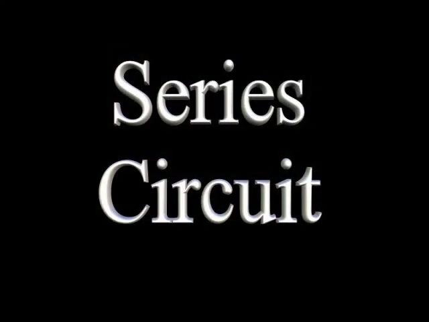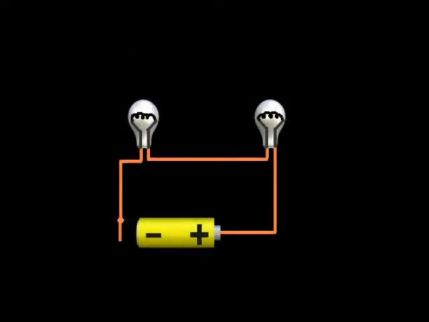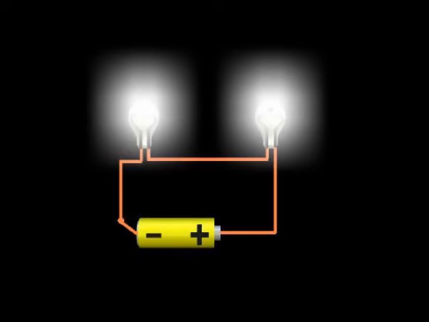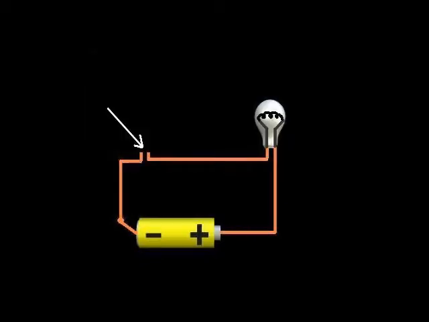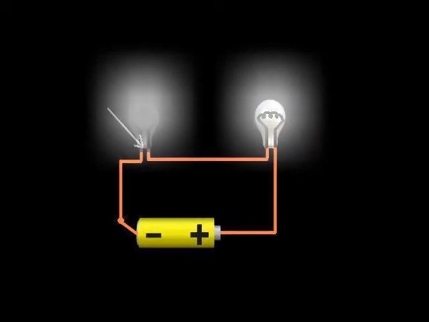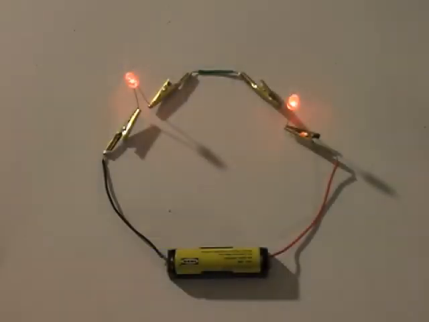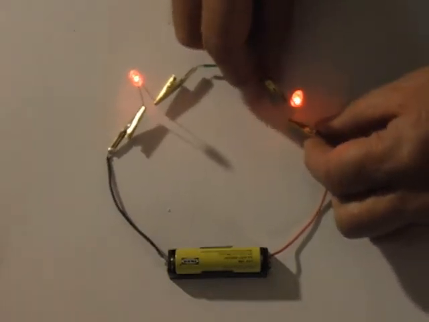This circuit also has 2 bulbs, but notice there is only one path. This is a series circuit. All electrons travel from minus to plus following the same path. If one of these lights is removed or fails, the circuit is broken and the other light will go out. Lighting systems are rarely wired in series. This is a series circuit. Notice when I disconnect one bulb, the other one goes out.